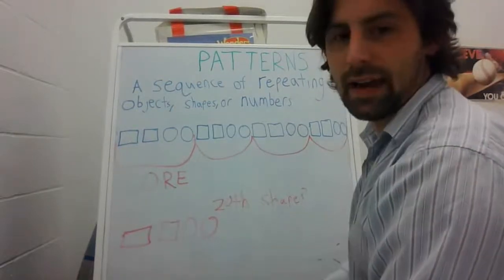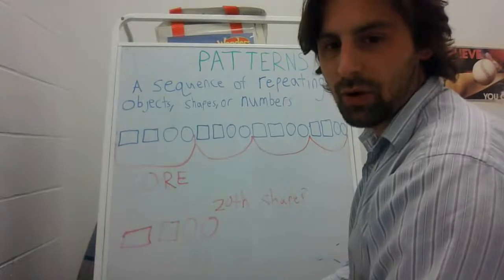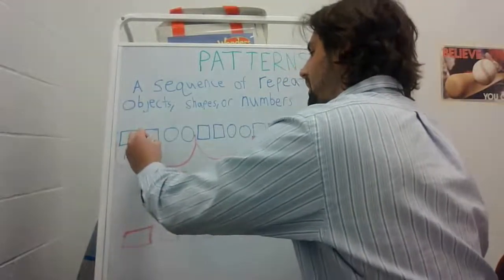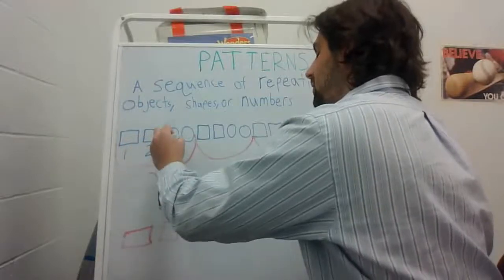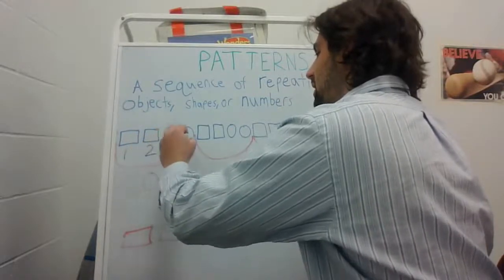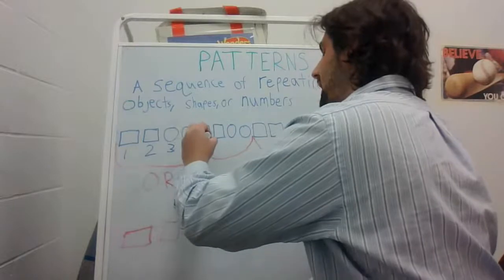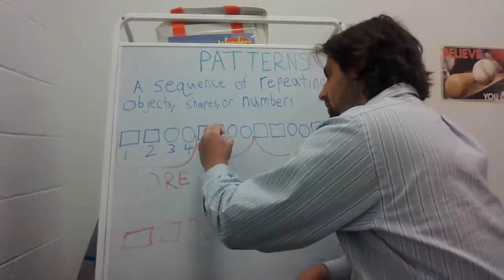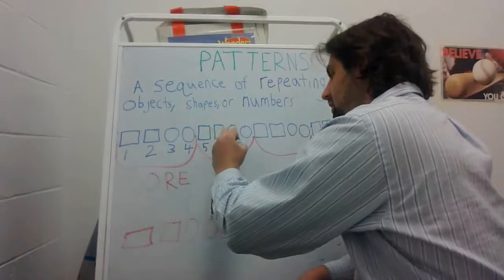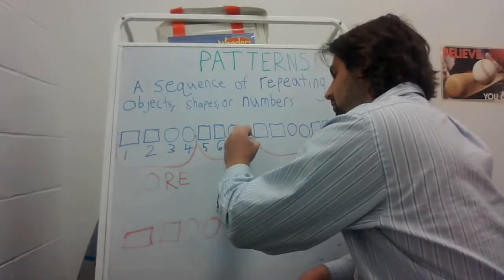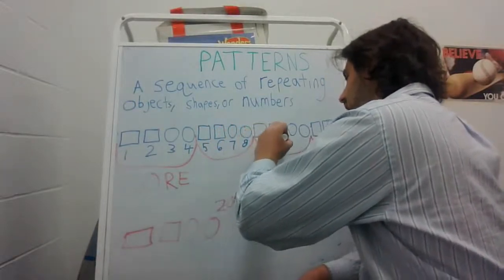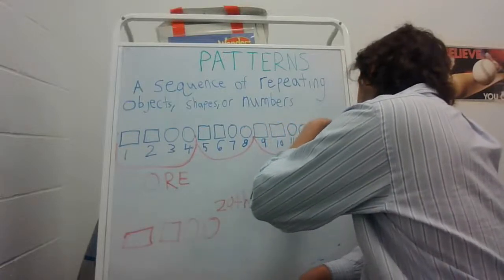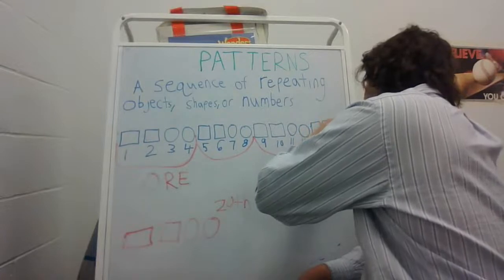So how did I figure that out? I just counted how many shapes there were, and I just went in order. A square is the first shape in the pattern. A square is the second shape. Circle is the third shape. Circle is the fourth shape. Square is the fifth shape. Square is the sixth shape. Circle is seventh. Another circle, 8, 9, 10, 11, 12, 13, 14, 15, 16.